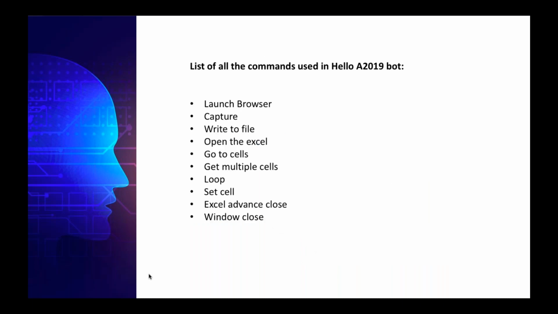Let's go for the next slide. So today we are explaining about the Hello A2019 bot. These are a few of the commands which we are using for the same: launch browser, capture, write to file, open the Excel, go to cell, multiple cell, get multiple cell, loop, set cell, Excel advanced, and close windows. I'll be explaining each one of the commands from here. So without further ado, let's go for the next slide.